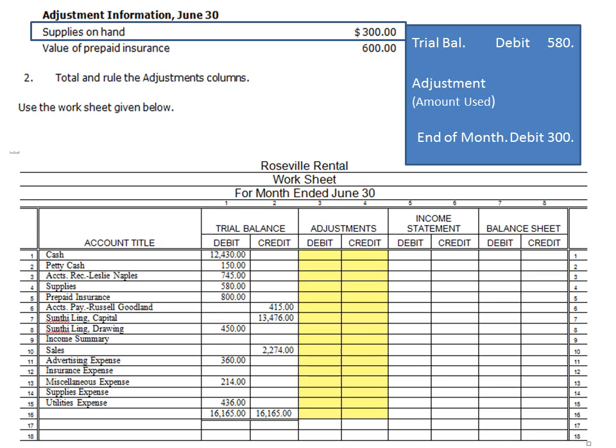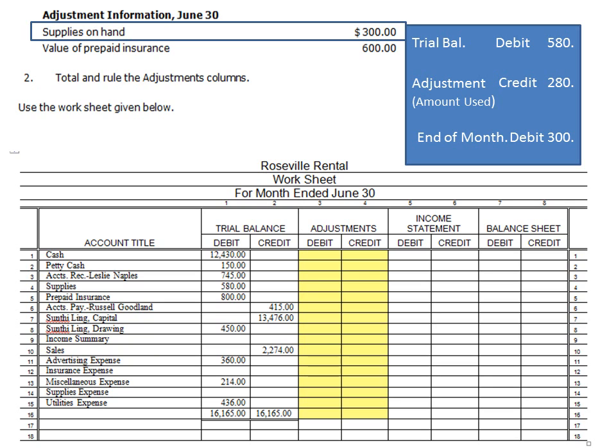580 minus 300. If we start with 580, we're going to end with 300, both on a debit balance. That means we're going to have a credit of 280, because that credit will decrease our supplies down to the 300 that we need. So we know how much we used.